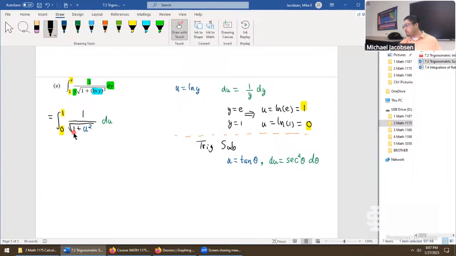So that all goes into this position. Then next for the root, 1 plus u squared turns into the root of 1 plus tangent squared theta, which turns into the root of secant squared theta by our usual table. So that's just an ordinary secant theta right here in that denominator.